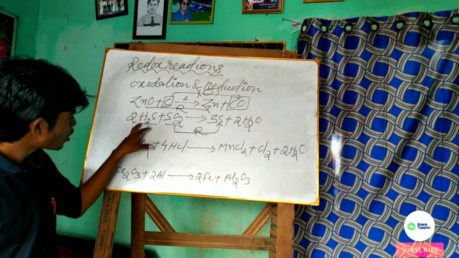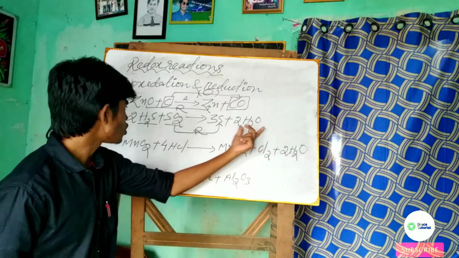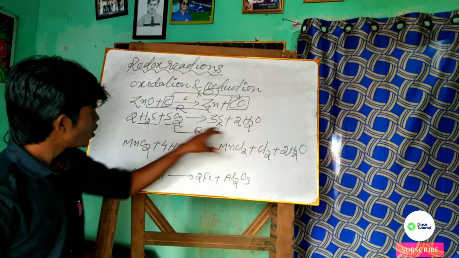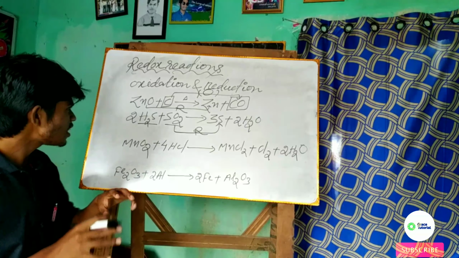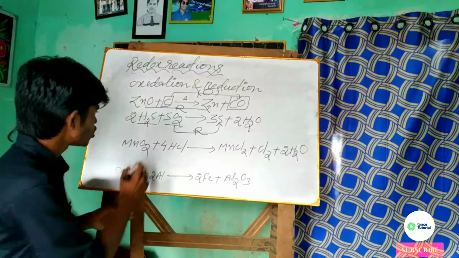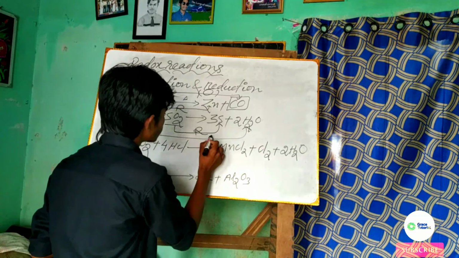Similarly, if you look here, we have hydrogen sulfide, but in the product side, we have water. That means here the oxygen has been added in this reaction. That means here the oxidation took place. So this is oxidation.